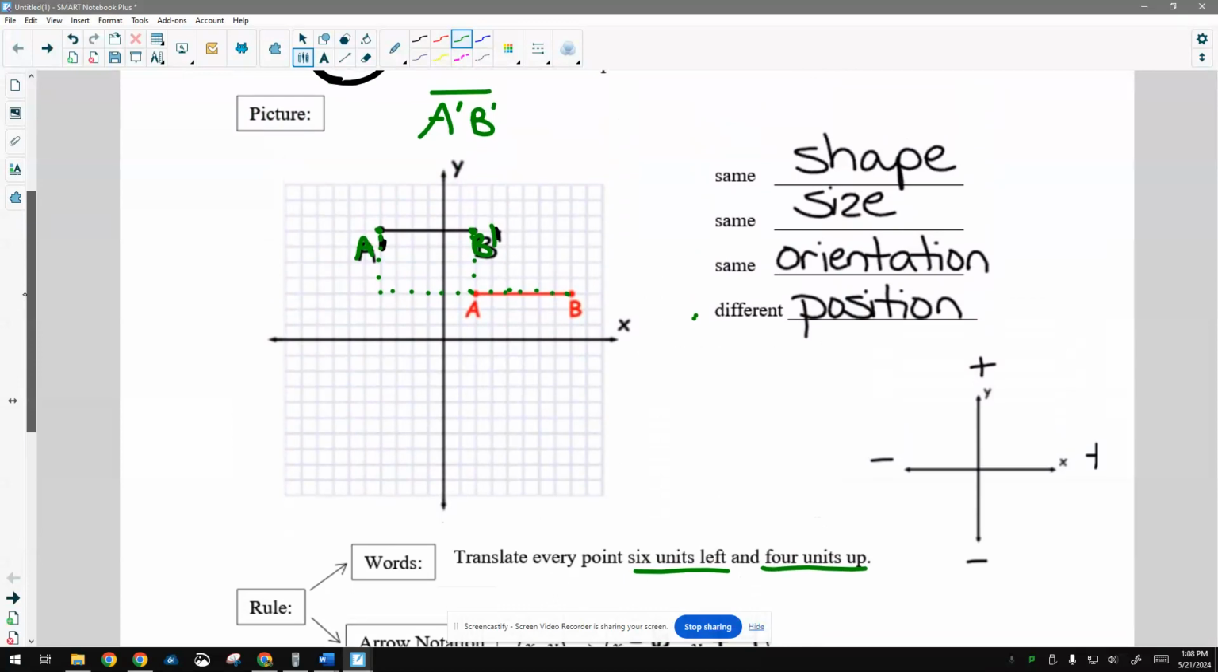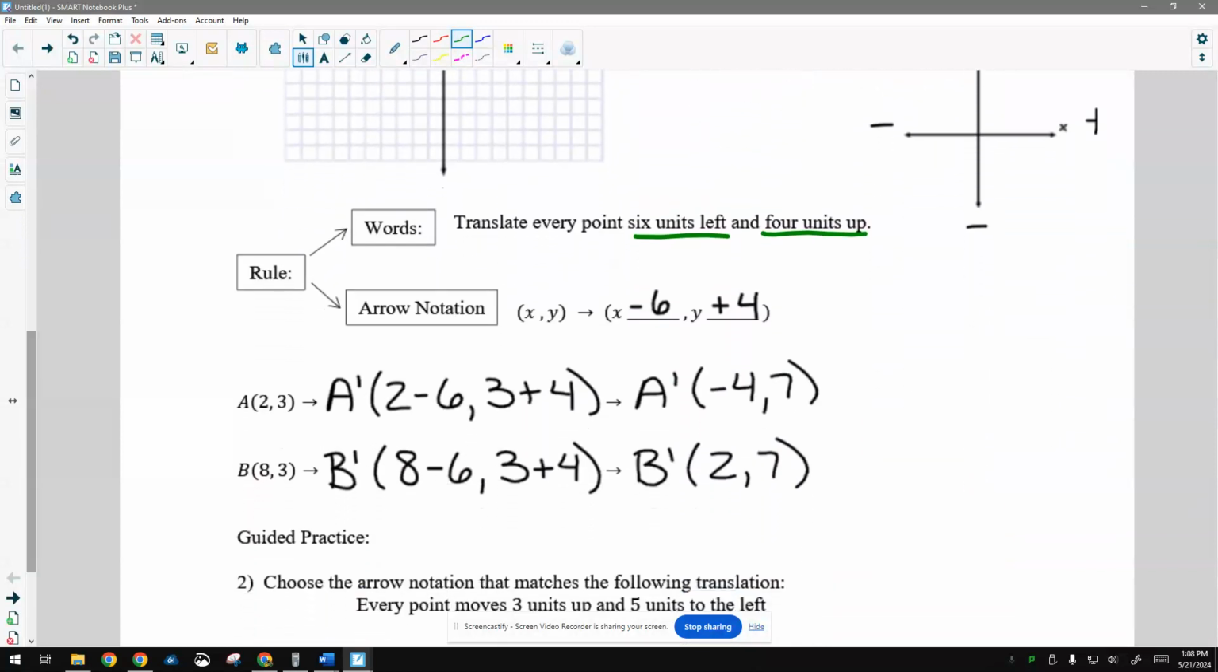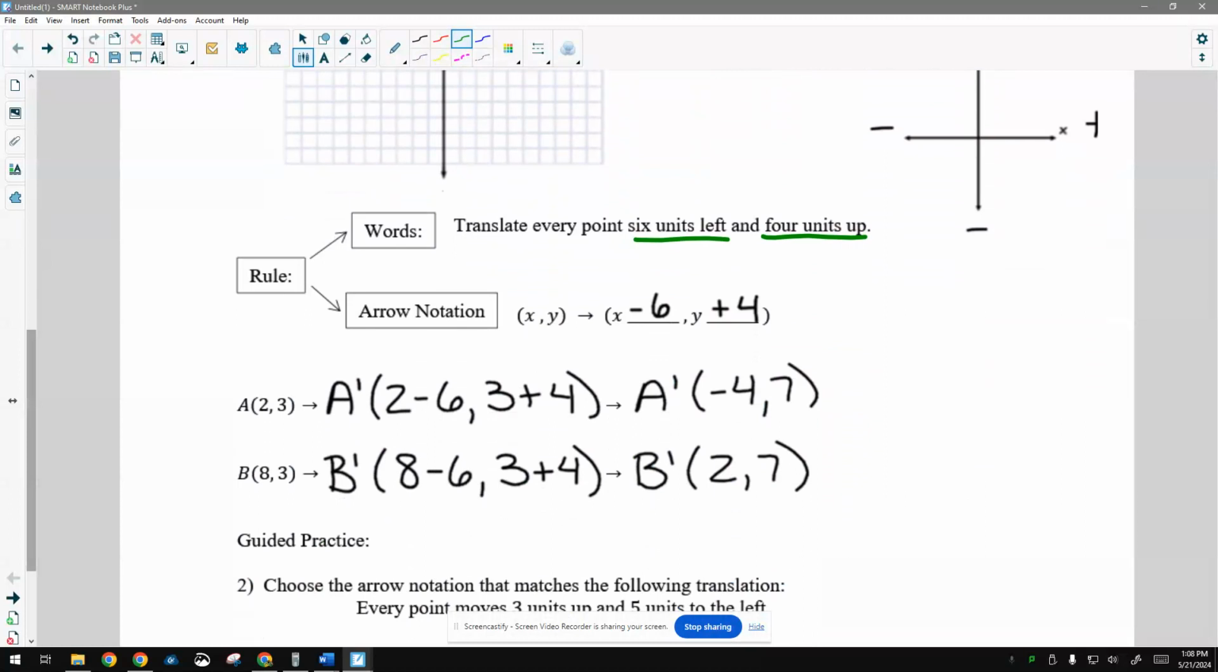So the x, remember, is going this way. That's your left or right. So what did we do to A, left or right? We went left 6. That is going in the negative direction. So we're going to do x minus 6. And then we went up 4. Up is positive. So we're going to take y and add 4. Does everyone understand how we take the words, show them on the graph, and what that means in algebraic form?